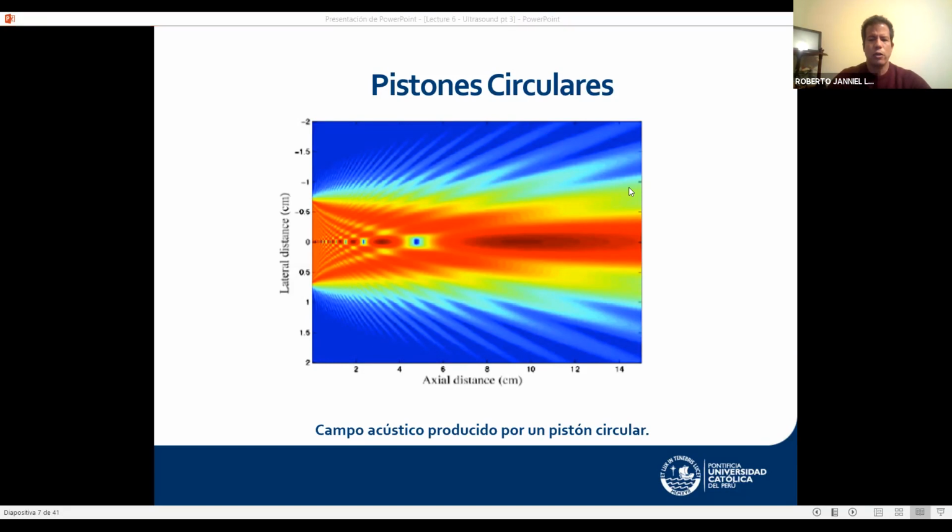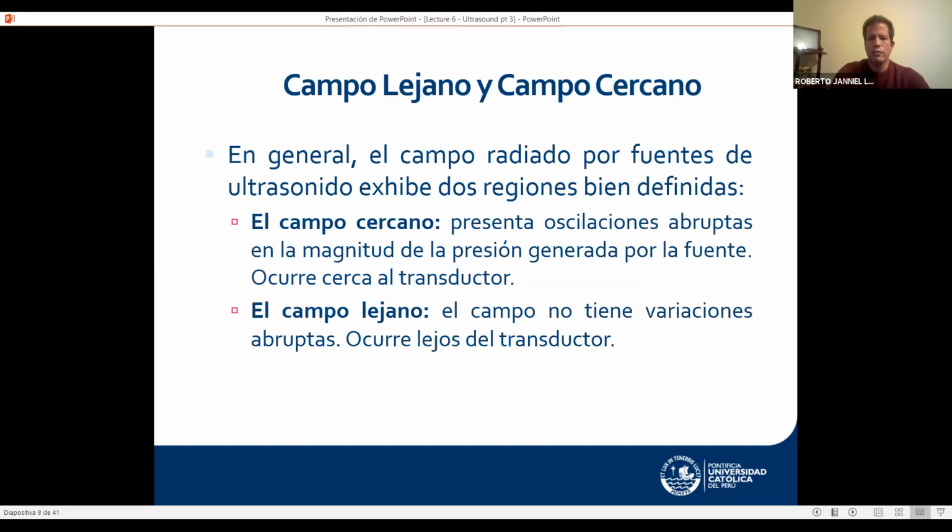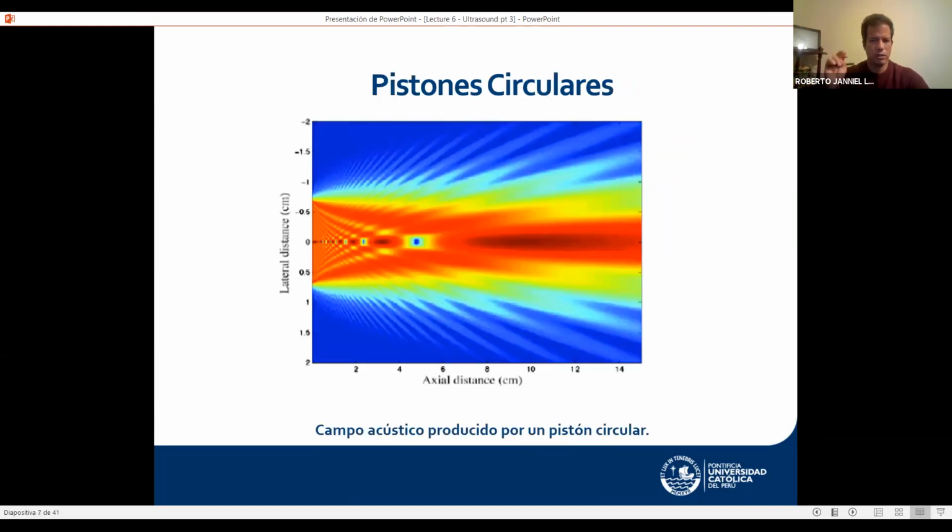I think you can. So we talked about the far field and the near field, and we mentioned that those two regions exist within the field that is generated by an ultrasound transducer, and we were going to talk about each one of them. So the near field, as the name implies, is the one that's closest to the transducer. The far field is the one that's farthest. But beyond that, there are a couple of noticeable differences between these two regions. The first one is that when you go to the far field, right?